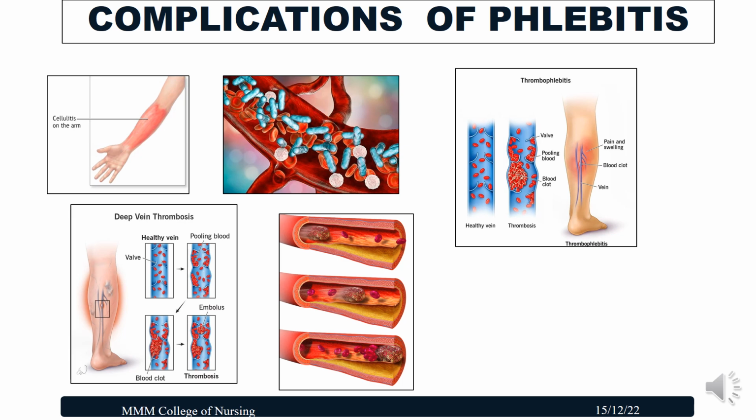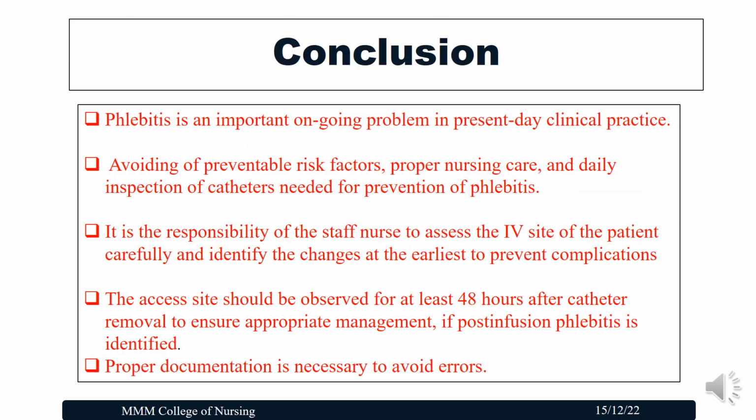The complications of phlebitis include that the patient may develop cellulitis, thrombophlebitis or deep vein thrombosis. This deep vein thrombosis can detach and travel as a moving clot and cause pulmonary embolism. So these are some of the major complications of phlebitis.